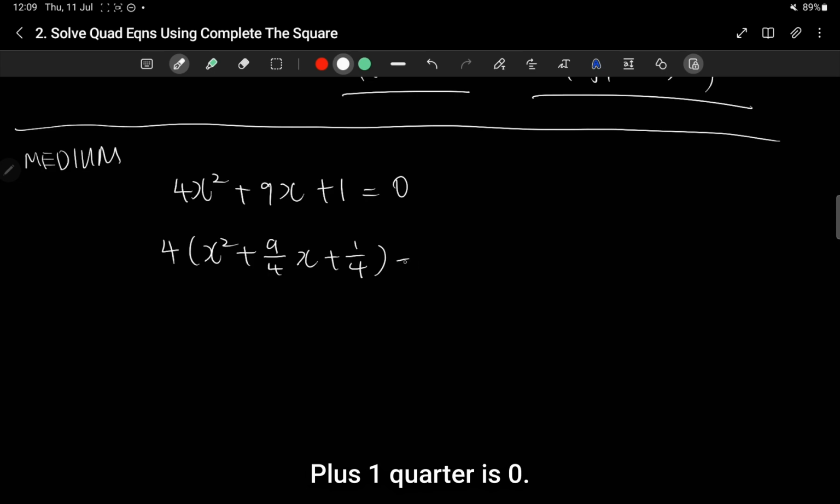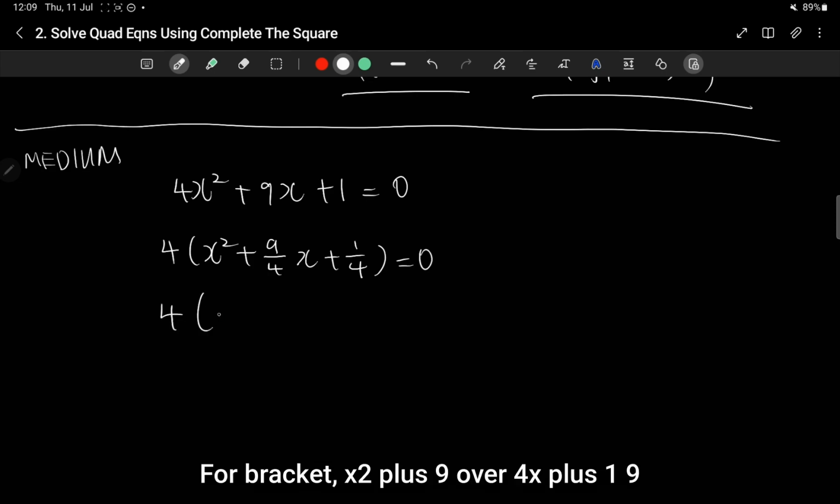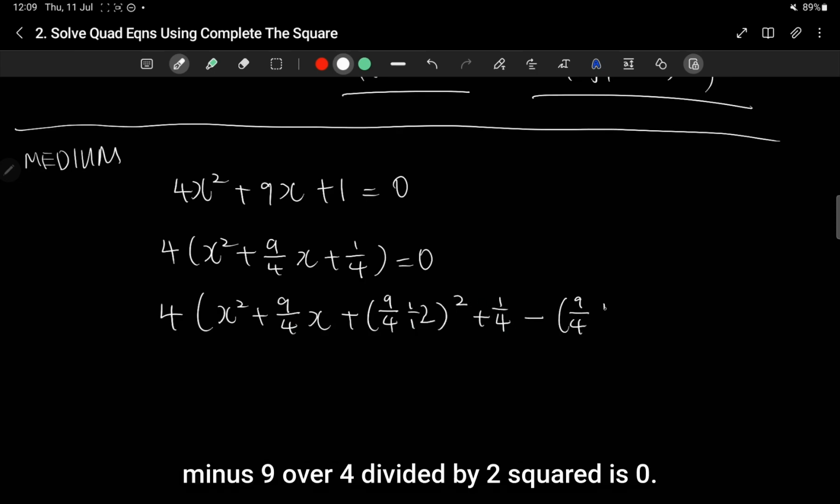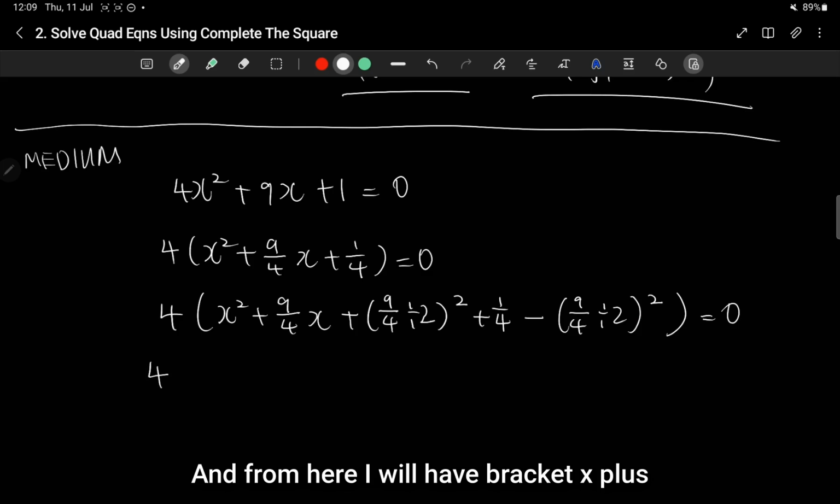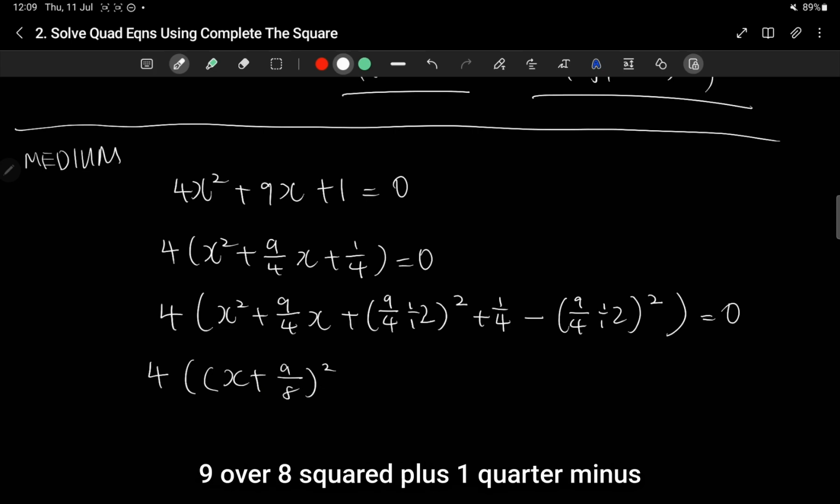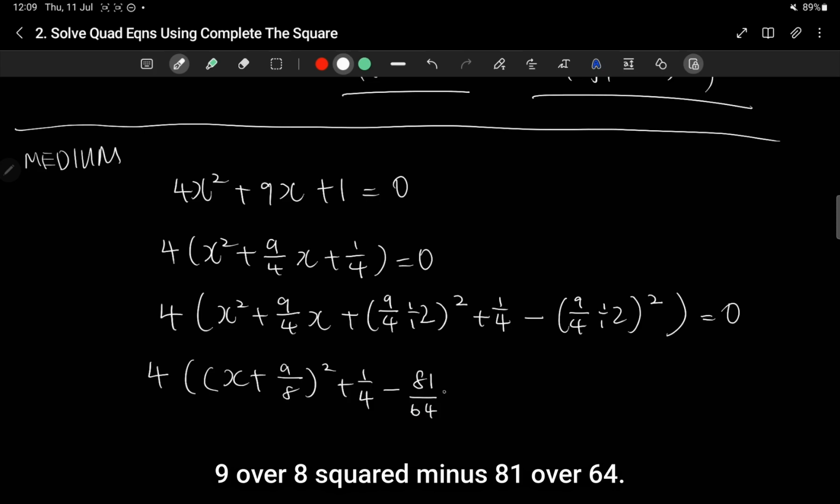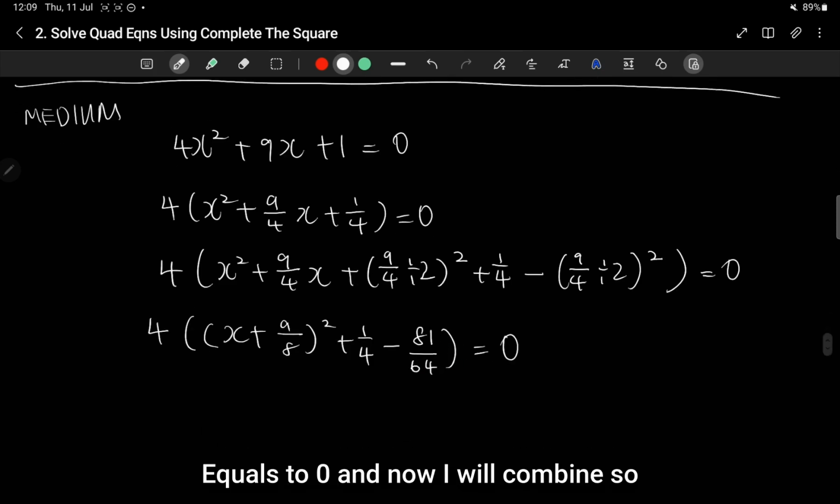Plus 1/4 is 0. 4 bracket x squared plus 9 over 4 x plus 9 over 4 divided by 2 squared, plus 1/4 minus 9 over 4 divided by 2 squared is 0. And from here I will have bracket x plus 9 over 8 squared plus 1/4 minus 9 over 8 squared, minus 81 over 64 equals 0.